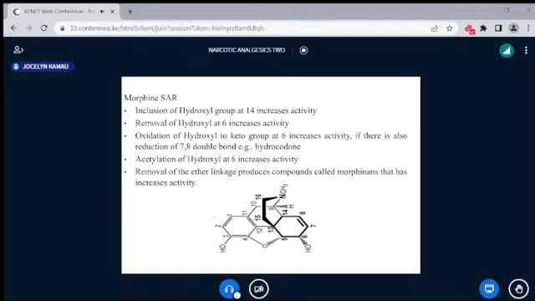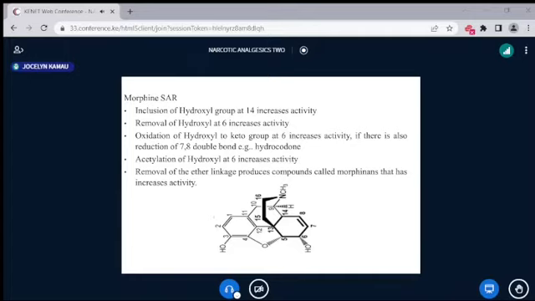They have much more activity because this link was found not to be needed for binding the receptor. It is not part of the pharmacophore. It increases lipid solubility. So removing it increases the lipid solubility of the derivatives, giving the morphine derivatives much higher activity.